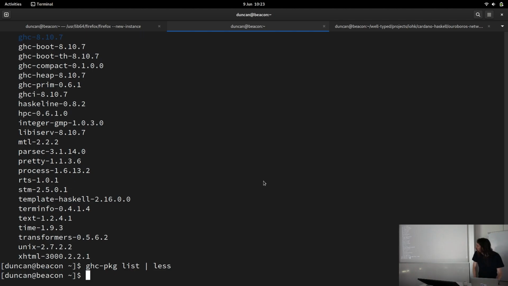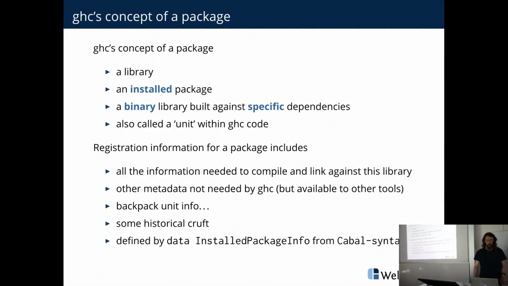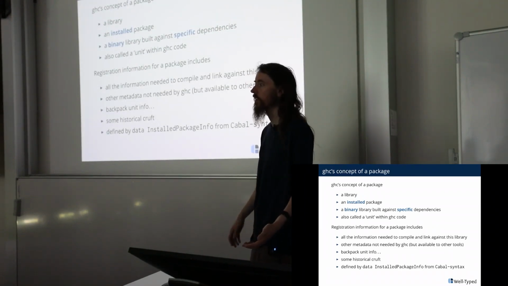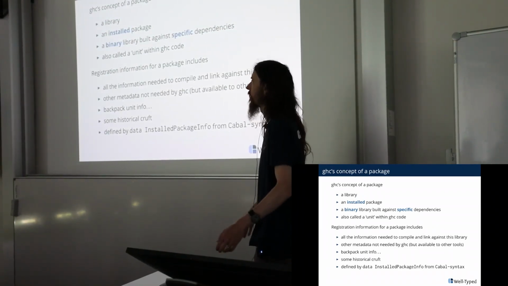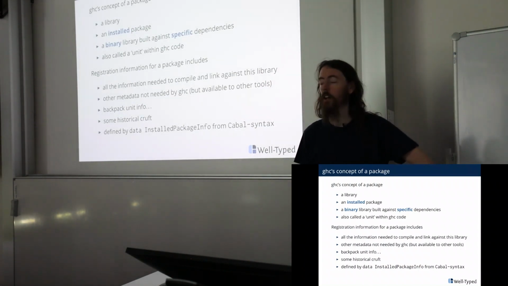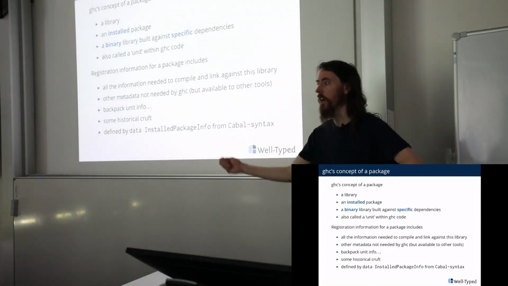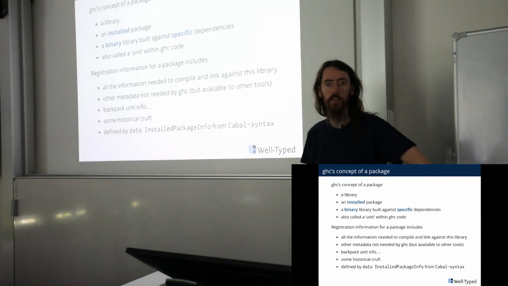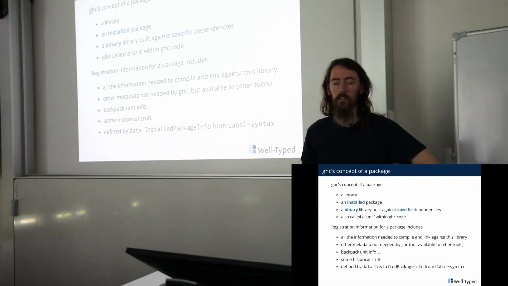Doesn't matter. It might be useful to say something about the fact that there are multiple package databases. I will get to that. So yeah, we were saying it has all the information that GHC needs to compile and link, and it has other metadata that GHC itself does not use, but it's kind of handy to have, and other tools can report it. In particular, Cabal info can tell you about installed packages, even if there's no corresponding source package.